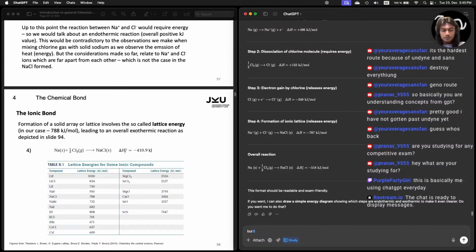But step one and two are endothermic, so we give in energy before the reaction starts.